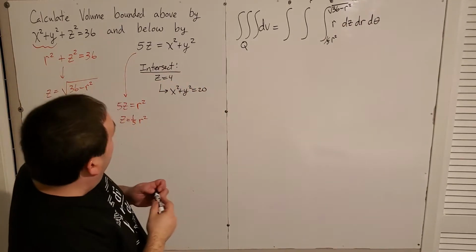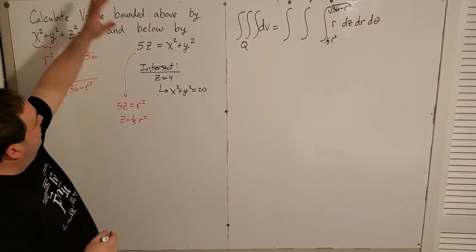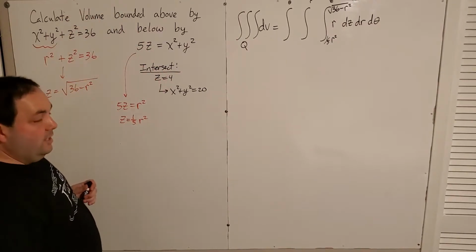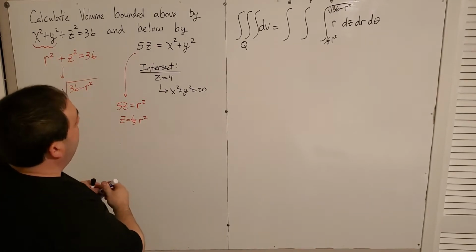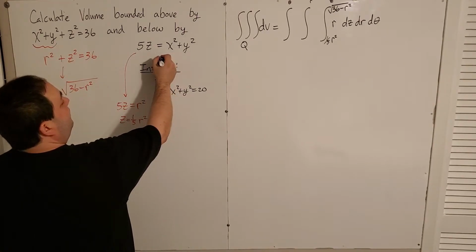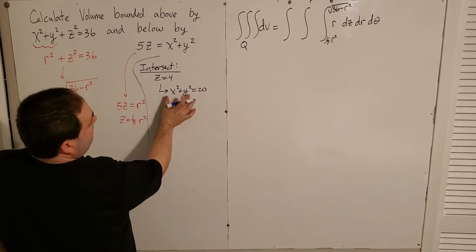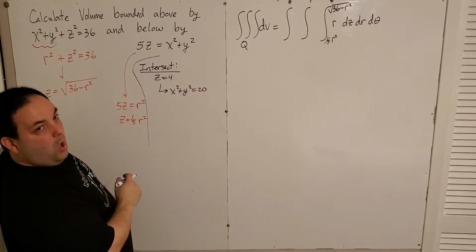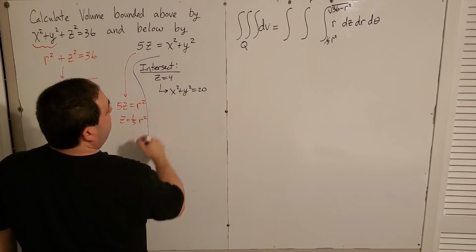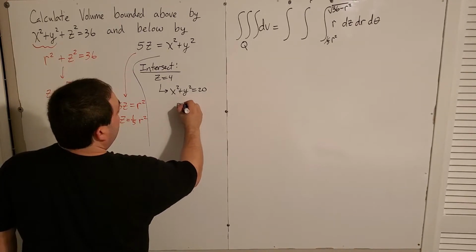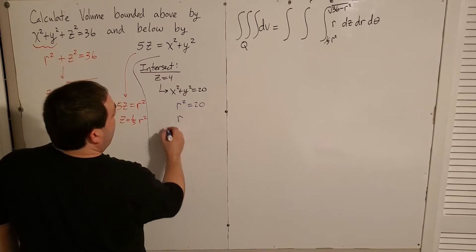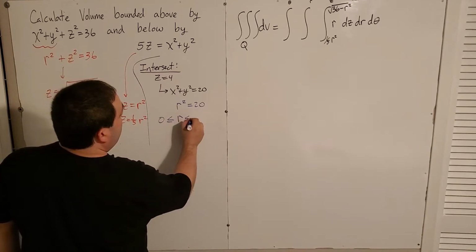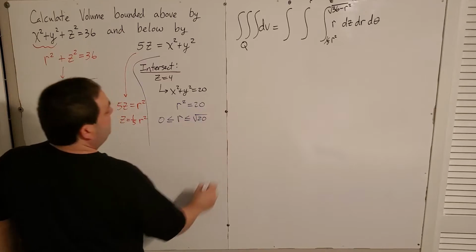Okay, now what about r? Well, remember in our intersection piece, the circle here, that's the portion that's going to define r and theta for me, because that's where they're converting from x and y, right? x squared plus y squared gives me r squared equal to 20. So that means that r is going to have to be between 0 and the square root of 20.